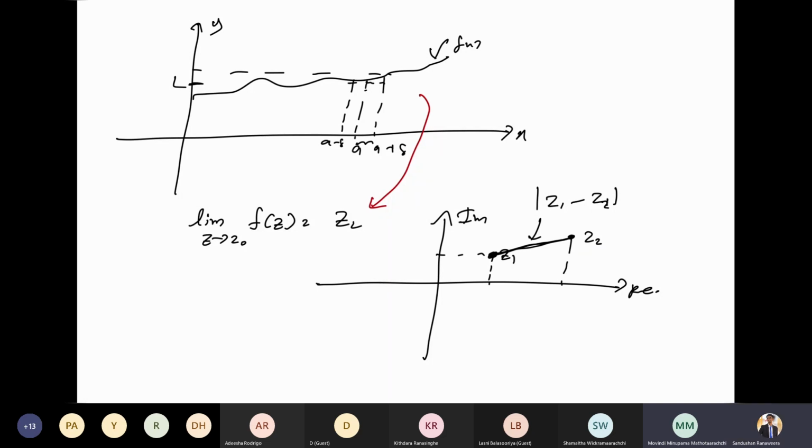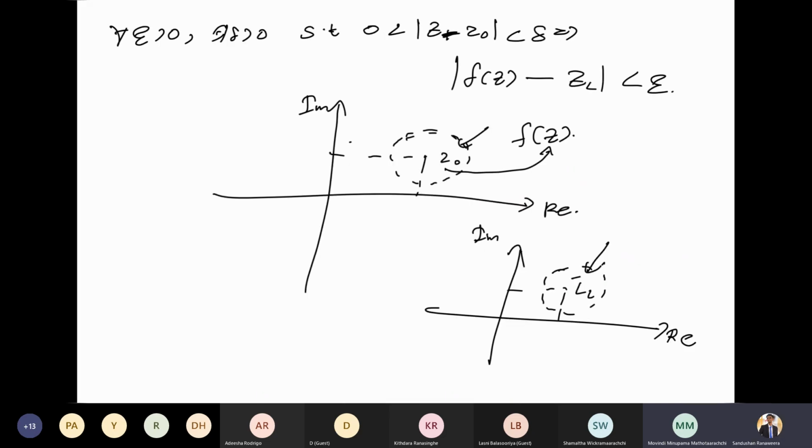Anyone? Here, you have two ways to approach A. It means you have this way and you have this way to approach it. But in the complex plane, how many ways can you come? You can come in this way, this way, also this way, this way, or something like this. Anyway, you can come to this point. It means it doesn't matter how you come.